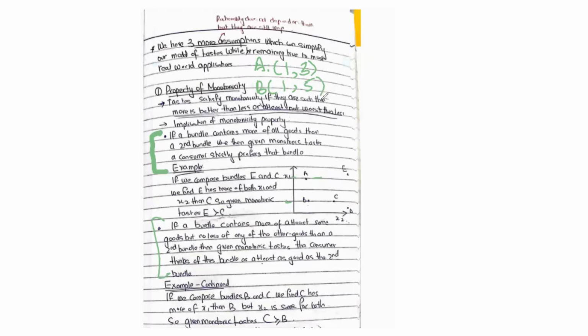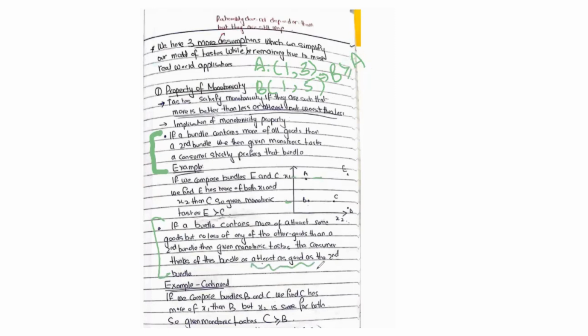So basically, another way to phrase it is that you have two bundles. One bundle has more of some goods and the same amount of other goods. In that case, we'll say B is at least as good as A, right? So monotonicity says that if there are two bundles and one has clearly more of all, then it is strictly preferred to the other bundle. But if one has more of some goods and the same amount of the other goods, then it is at least as good as. So this is what monotonicity says.